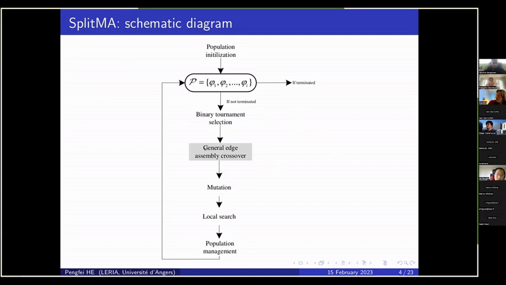Here is the framework of our algorithm, SplitMA. Given a start population, crossover is applied to produce several offspring solutions, and each one is improved by local search and managed by the population management. The most important part of this algorithm is the generalized edge assembly crossover.